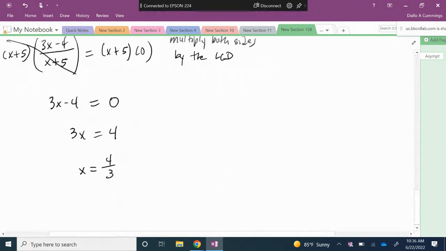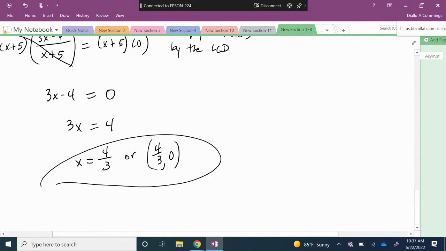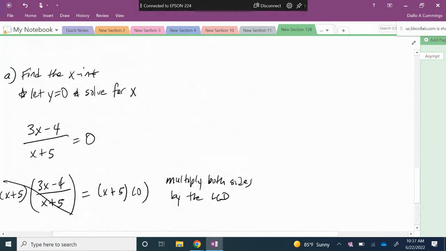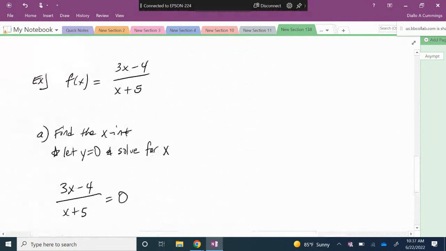But if you have to write that as an ordered pair, we can write it as (4/3, 0). Sometimes it just wants the x-intercept as a number, which would be 4/3, and other times they want us to write out the x-intercept as an ordered pair. All right, for B, we're going to find the y-intercept.